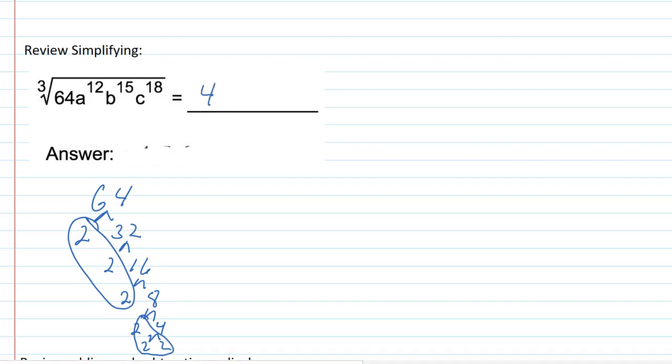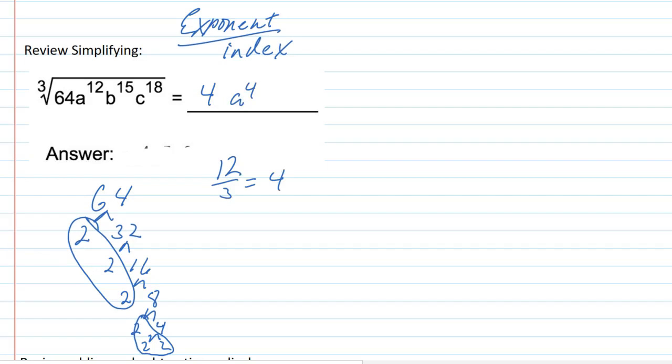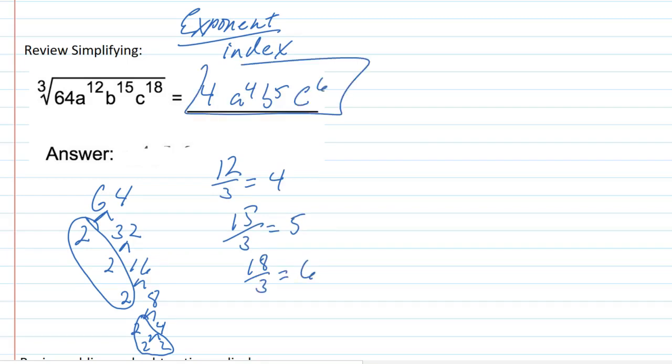Now remember, for the variables, the fastest, easiest way of doing that is the division method. Divide the exponent by the index. So 12 divided by 3 is a to the 4th. 15 divided by 3 is b to the 5th. And 18 divided by 3 is c to the 6th. And we have our answer. Always make sure you check your answer so you can get it right.